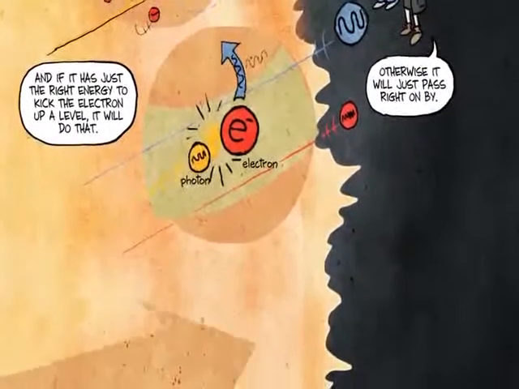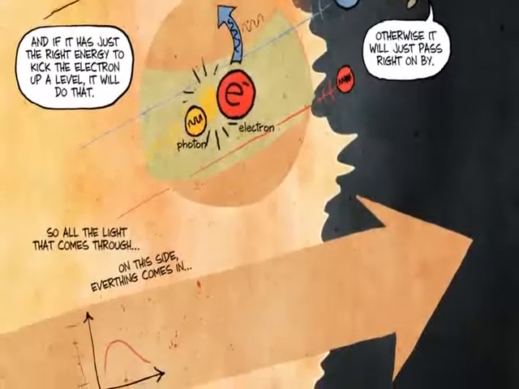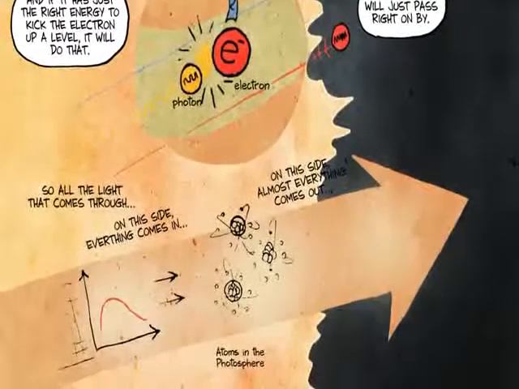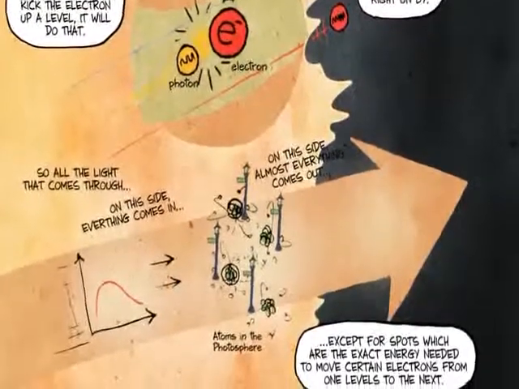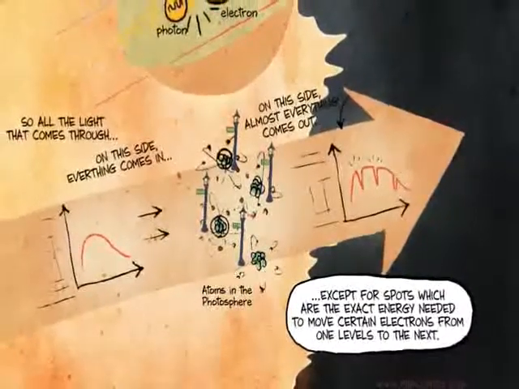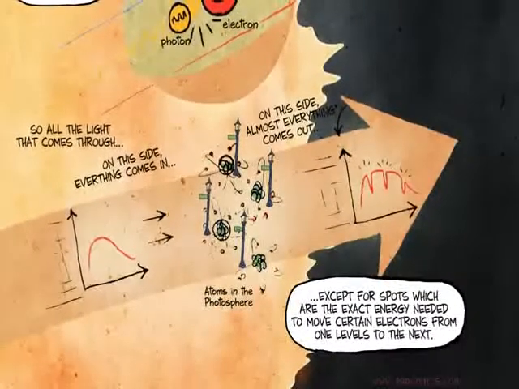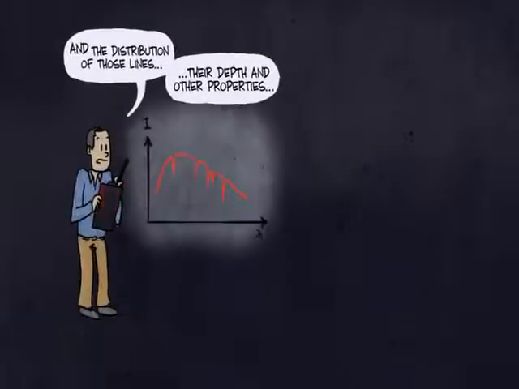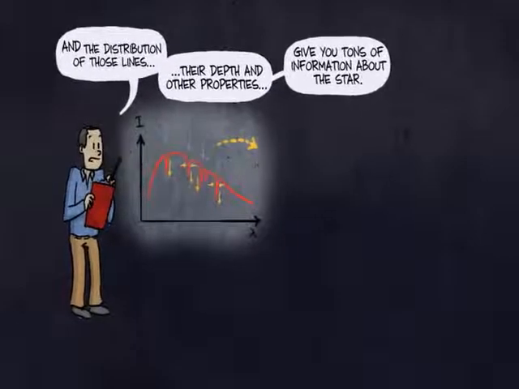And so all the light that comes through, on this side, everything comes in. On this side, almost everything comes out. Everything except a couple spots in here, a couple holes, which are exactly the energy to move from here to here, which are absorbed away. And the distribution of those lines, their depths and other properties give you tons of fundamental information about the star.